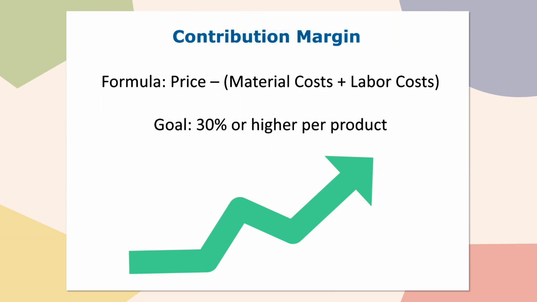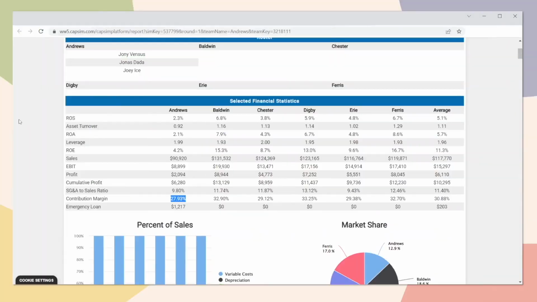Next, we'll discuss contribution margins. Contribution margin is the difference between a company's sales and variable expenses, expressed as a percentage. Ultimately, this figure can indicate how profitable a product or company can be. Ideally, you'd like to have a contribution margin around 30% or higher. This will almost guarantee that for every unit you sell, you're at least breaking even or profiting from that sale.